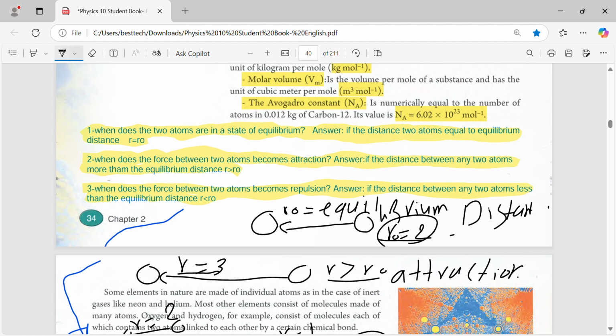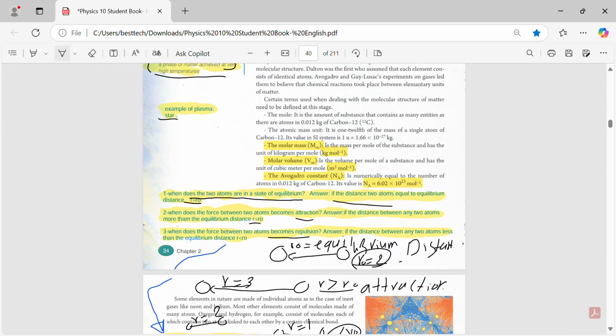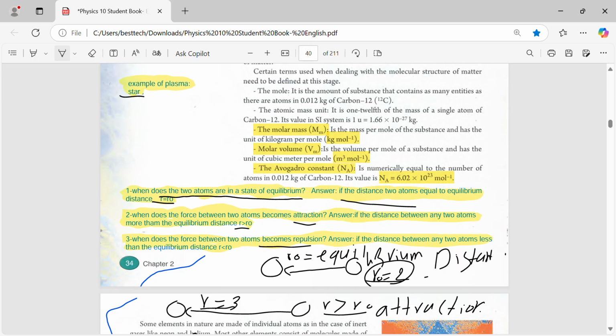Guys, look, even here I made a question. When are the two atoms in equilibrium state? When the distances are equal. When does the force between the two atoms become attraction? When the distance becomes larger than the original one. When does the force between the two atoms become repulsion? When the distance is smaller than the original value. So guys, easy. I summarized it in three rules.